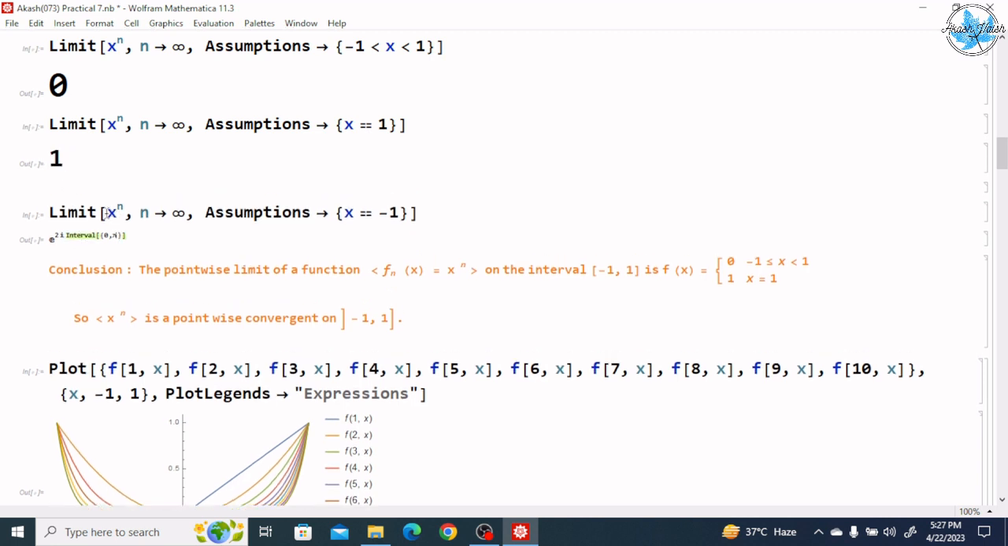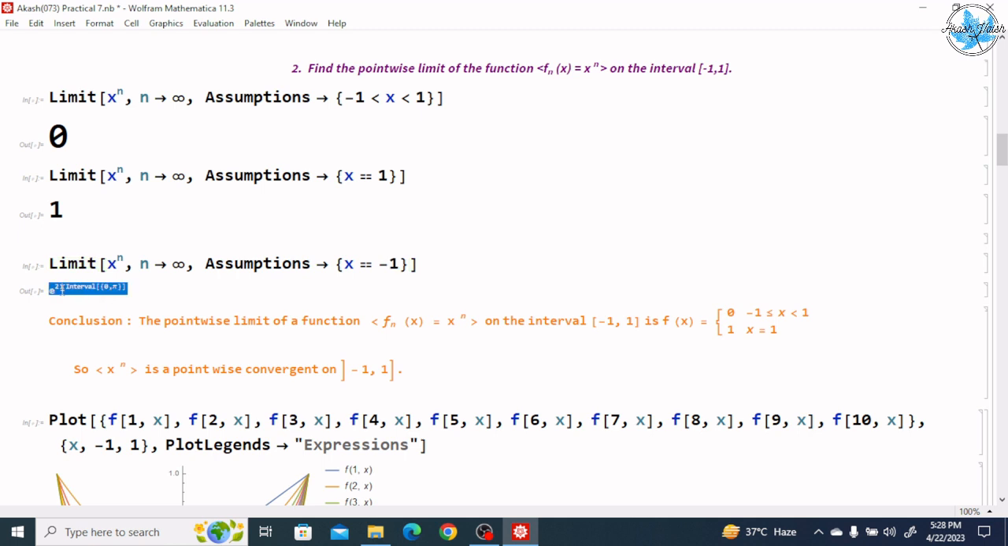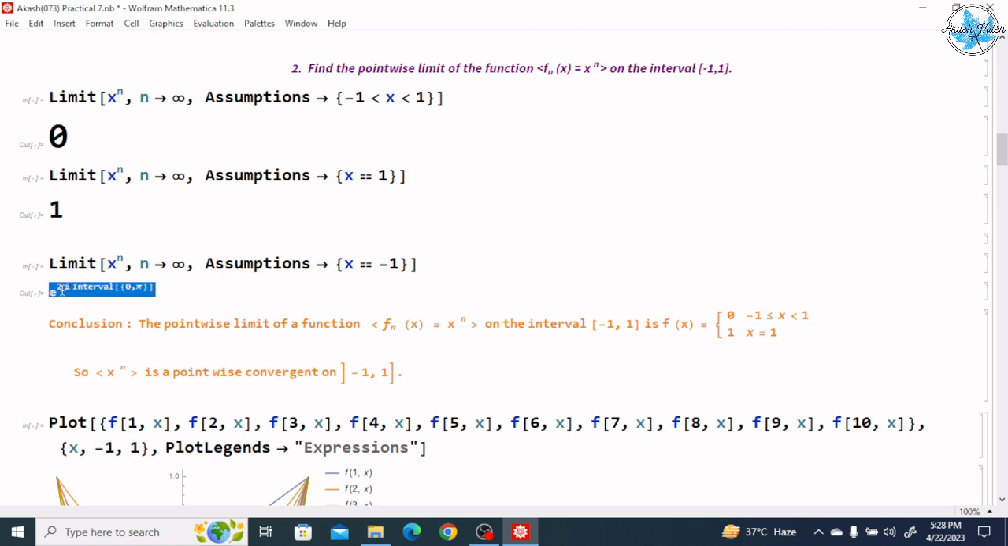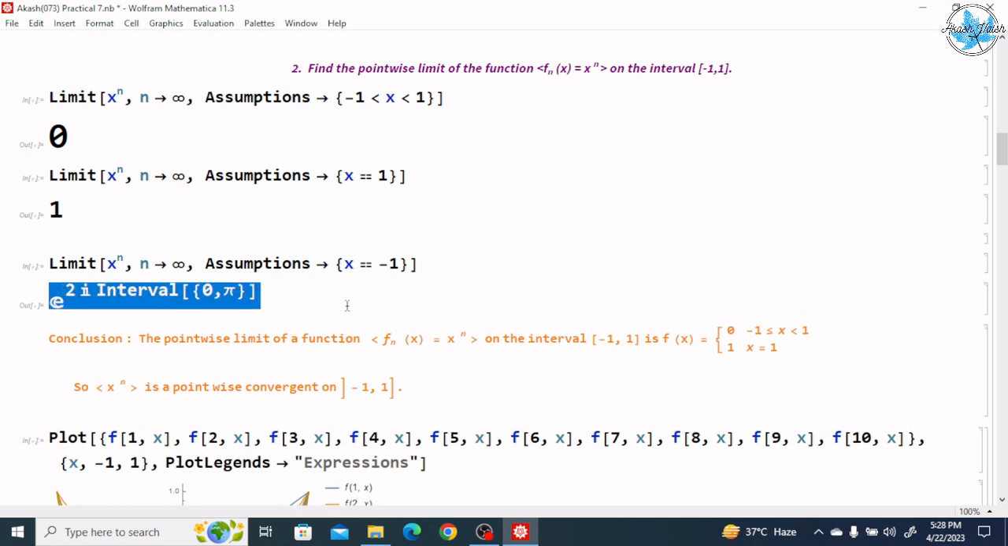But for x to the power n, n tends to infinity, in the assumption when you put the value of x, use the double equals sign, x equals -1. When the x value is -1, you will not get your result properly, because the limit is not fixed, it changes accordingly depending on the value of n.